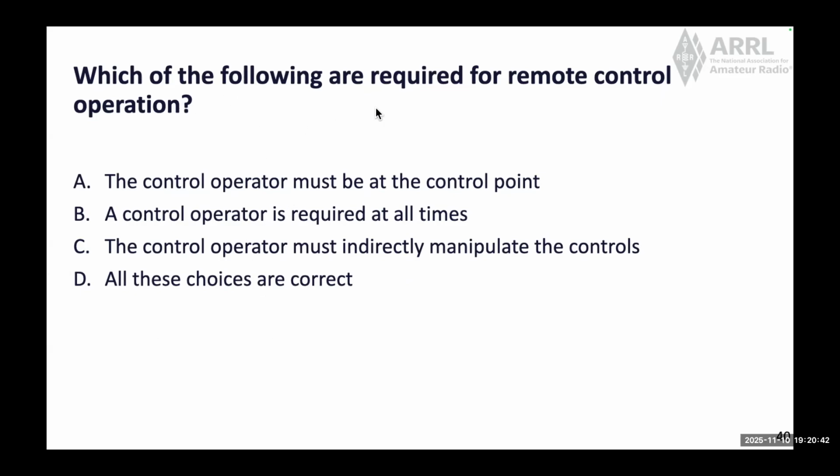So for remote control operation, the control point might be a computer or a phone, or the internet so many miles away. The control operator is required at all times when they're operating the radio, and you must be able to manipulate the controls either directly or indirectly. So the answer is D.